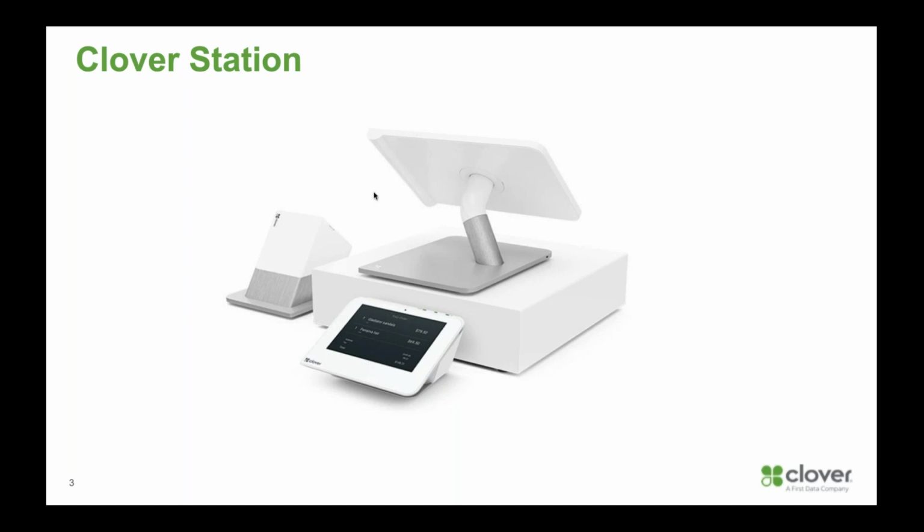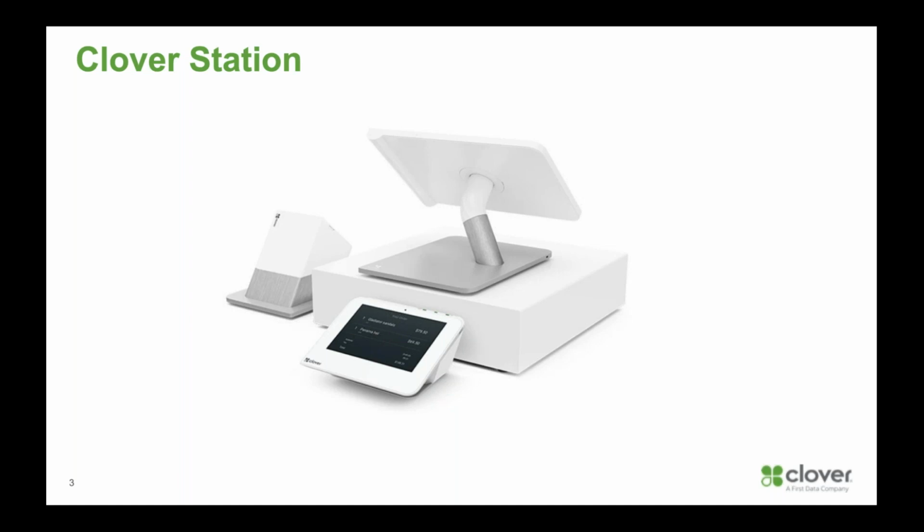The cashier will ring up items on the main station, and the customer will see those line items on the Clover Mini. When it comes time to pay, the Clover Mini will prompt the customer to insert their payment method, or they can use Apple Pay or Google Pay just by hovering their smart device over this screen and taking care of the payment that way.